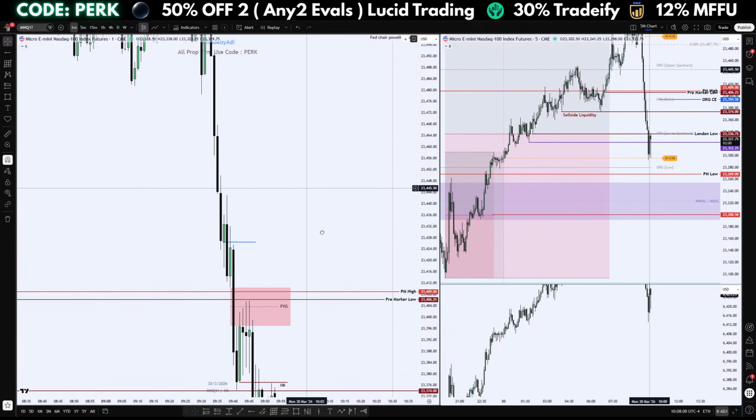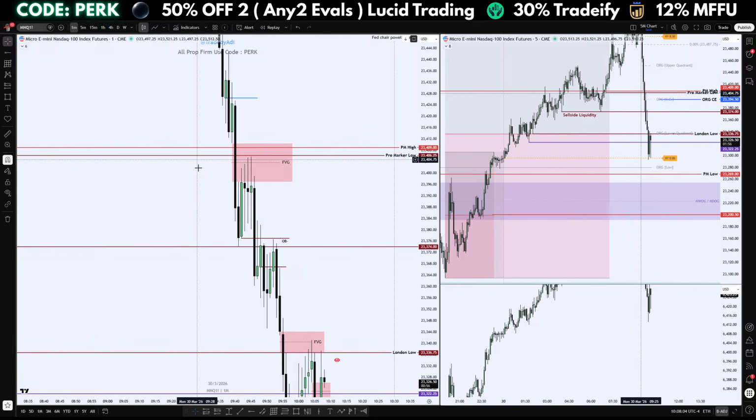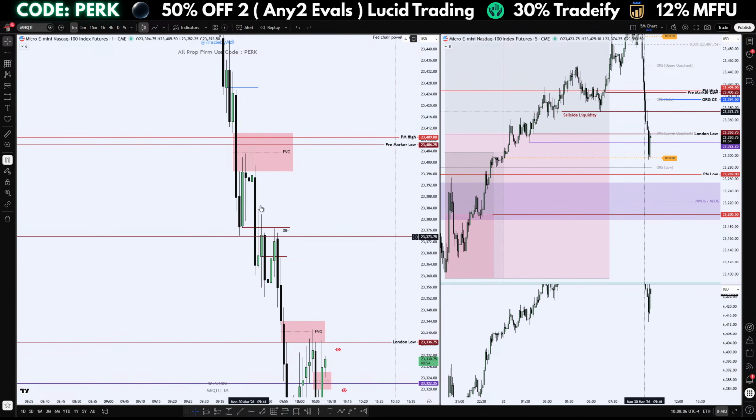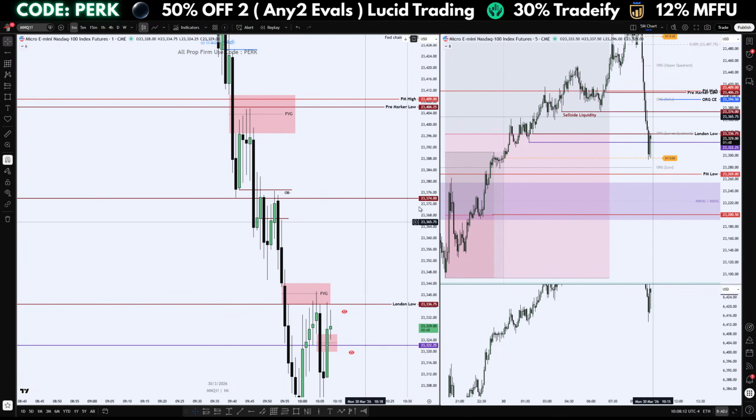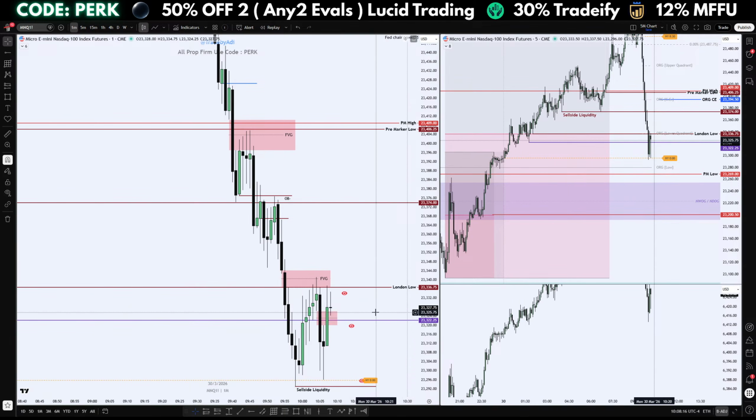But after that, market is going to be struggling. You can see after taking out the pre-market low, how the market was doing. See, retracement, expansion. It was a good expansion, but yeah.